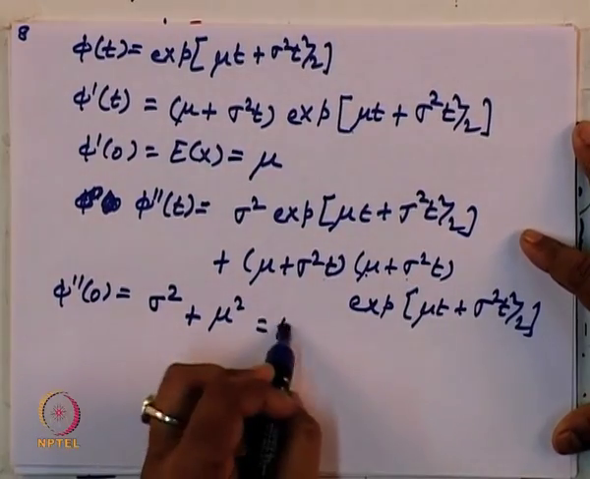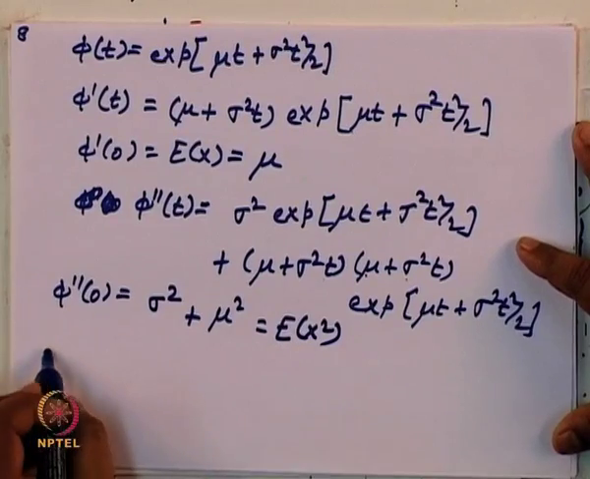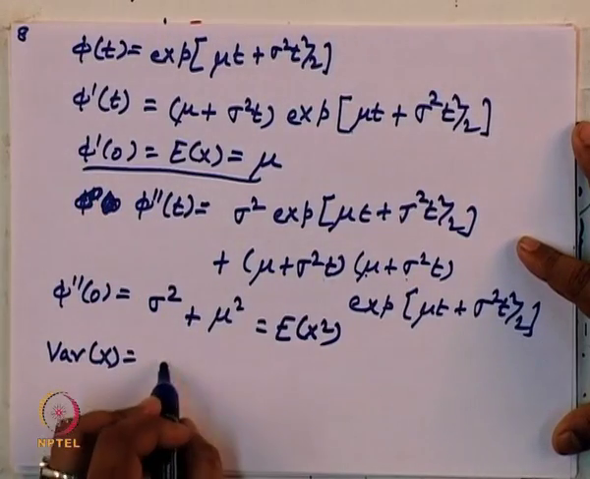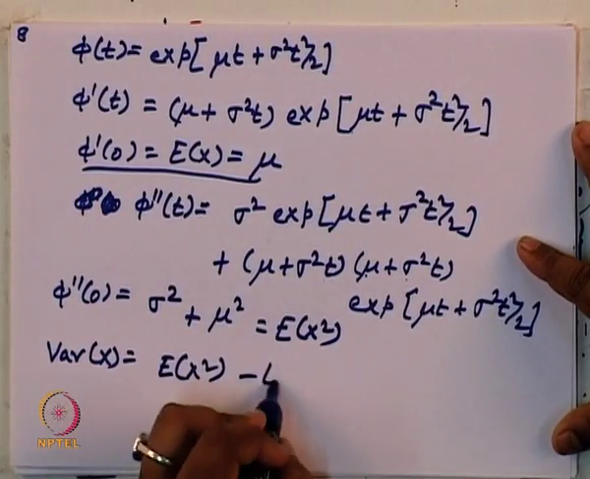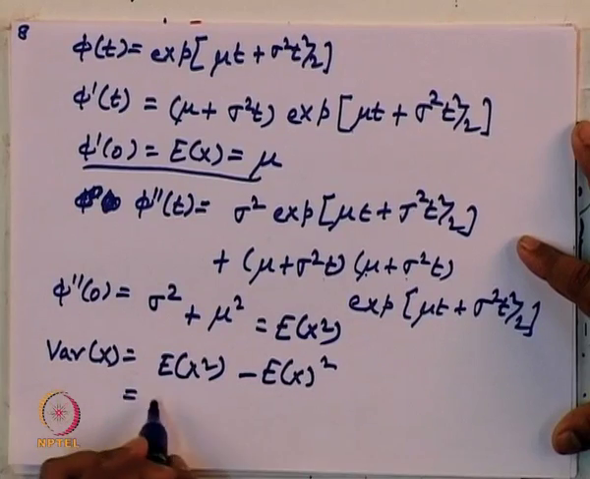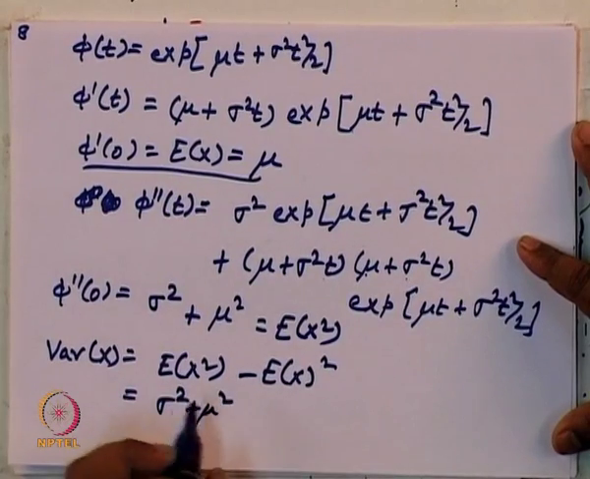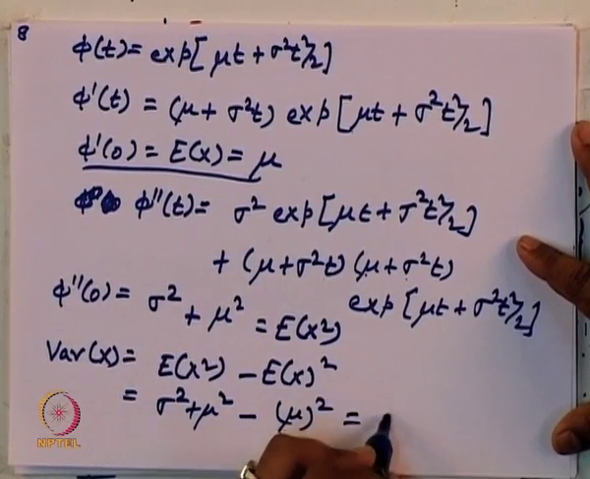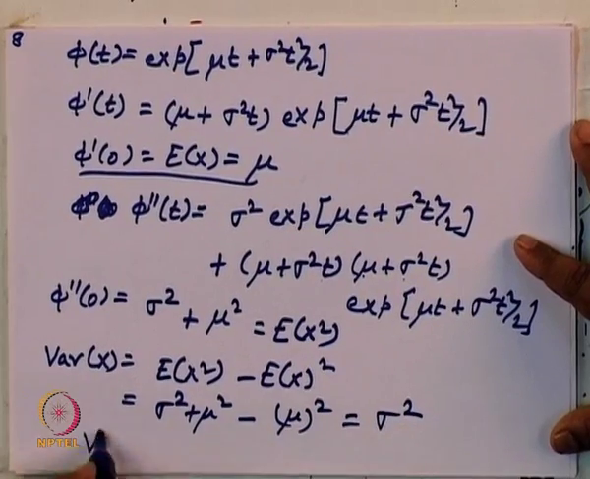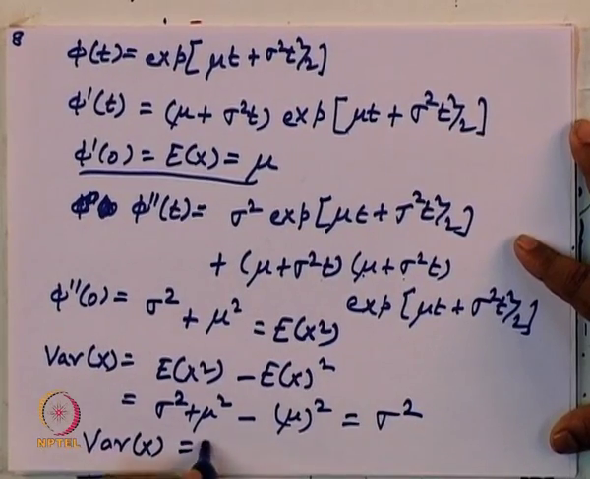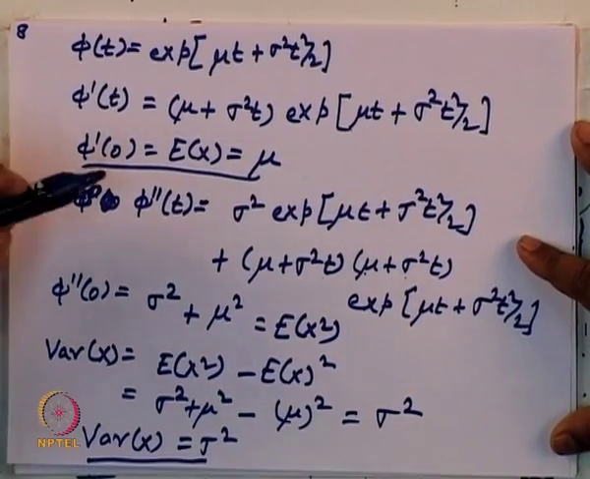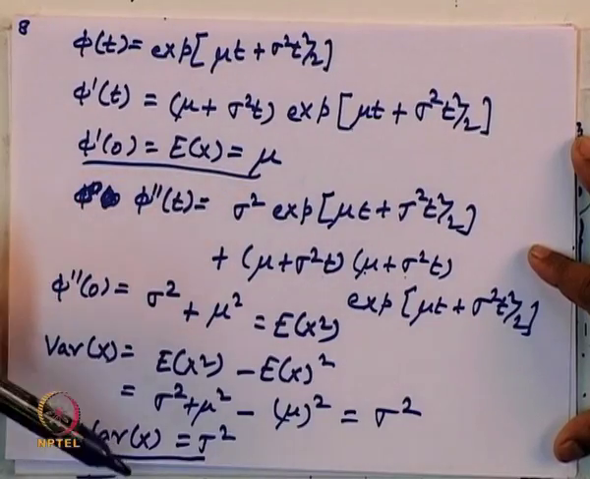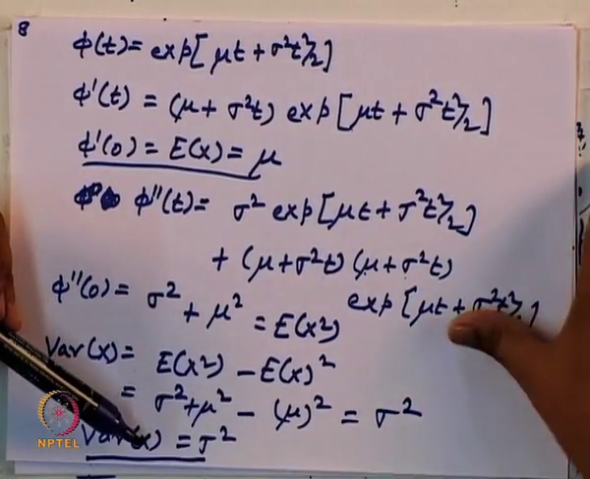So, this is nothing but E of x square. So, variance of x, which we have already obtained, is nothing but E of x square minus E of x whole square, which is sigma square plus mu square minus mu whole square, nothing but sigma square. So, you get variance of x is nothing but sigma square. So, for a normal distribution, the mean is equal to mu and the variance is equal to sigma square.